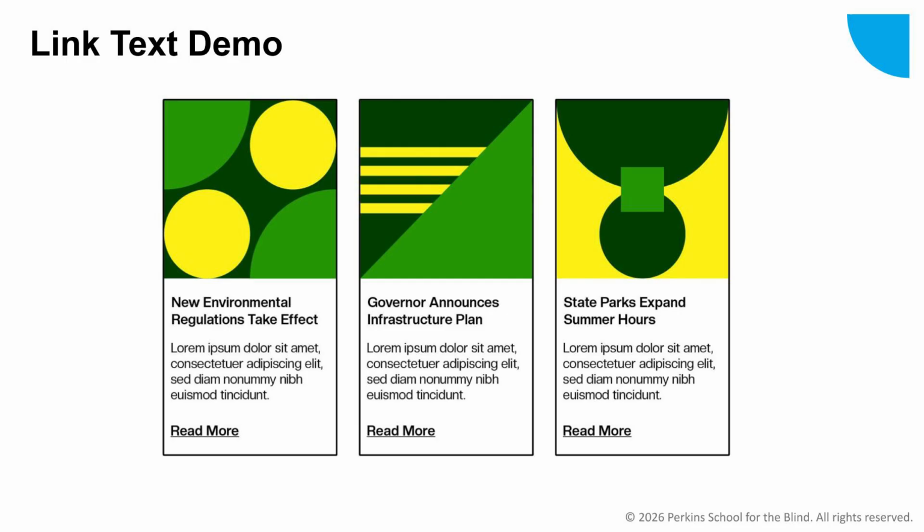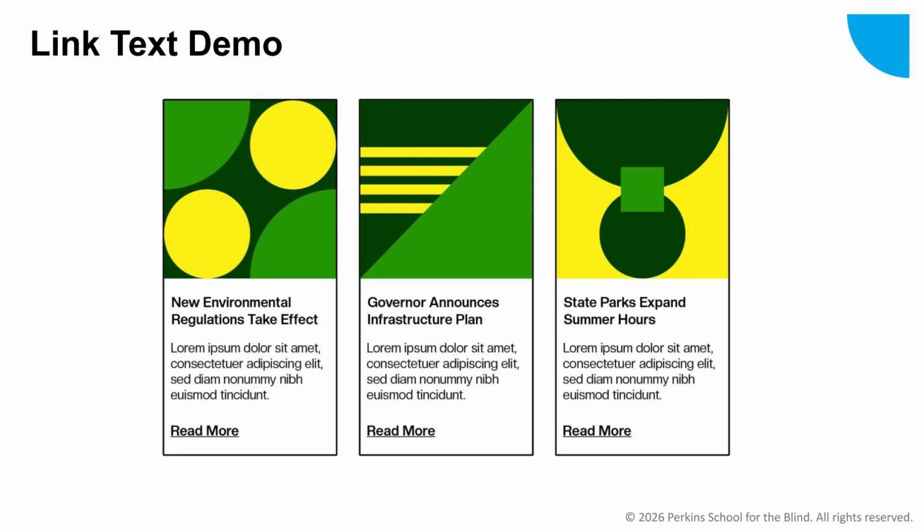It's the title of the article or page. So instead of generic read more text, the screen reader user would hear more descriptive link text, like link, new environmental regulations take effect, or link, governor announces infrastructure plan. Now each link is unique and meaningful.